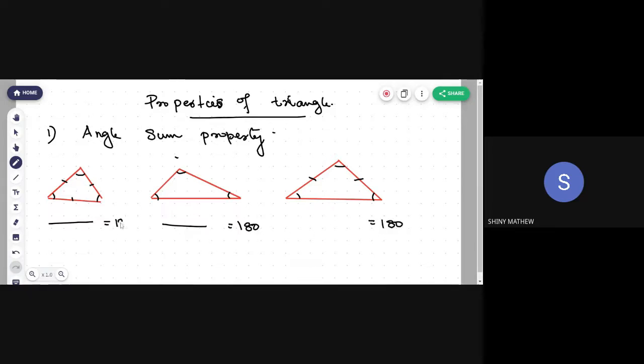All of you clear? So you can prove it by drawing three types of triangles, measuring each of the angles, and finding the sum of the three angles of each triangle. Not only these three triangles, you can draw some more different types of triangles, measure and add. We can see the sum of three angles of any triangle is 180.